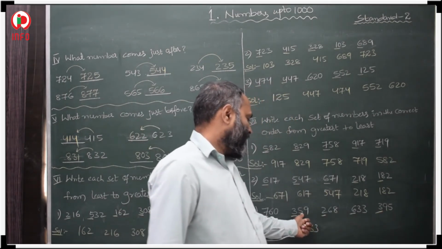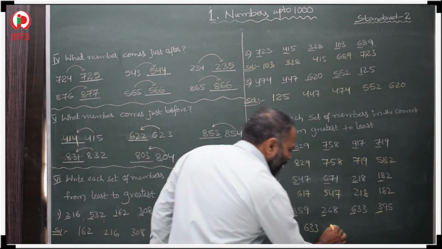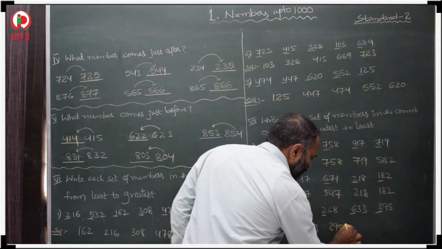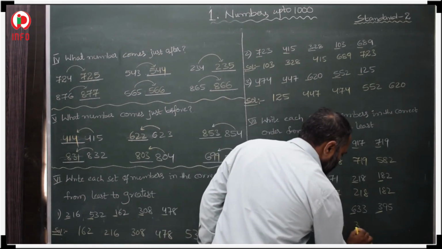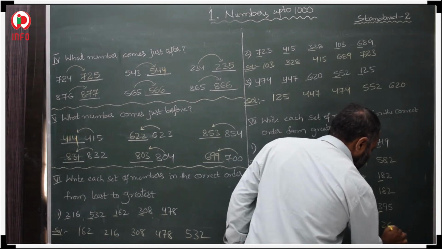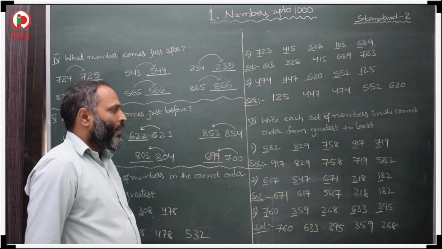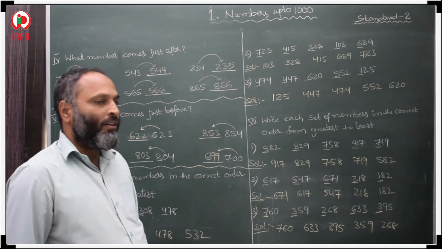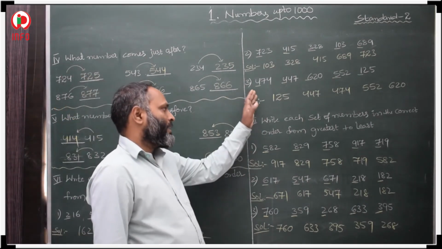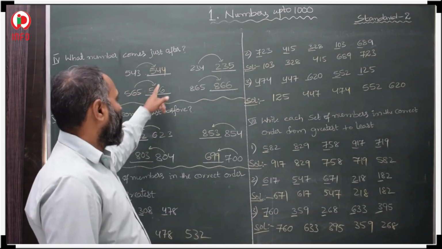In 365 the tens place has 5, and in the other the tens place has 9. 395 is bigger. 395. Next 359. Next 268. So these are in greater to least values. Descending order, decreasing order, ascending order, descending order, and also before numbers, after numbers.